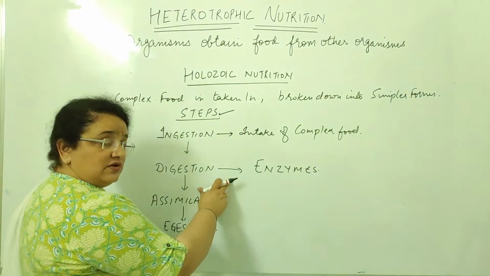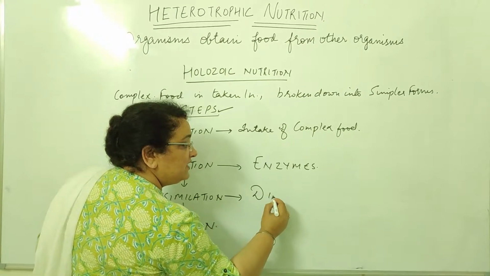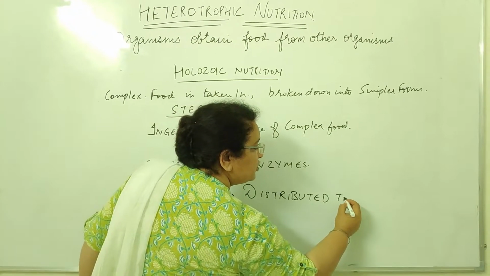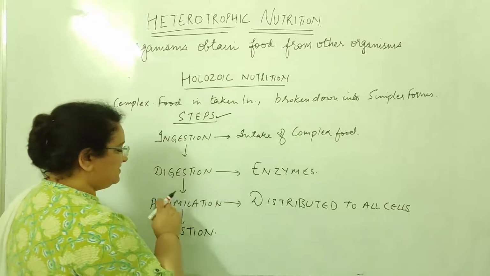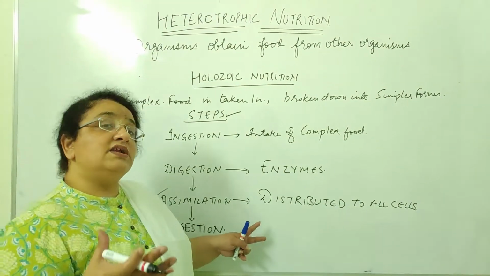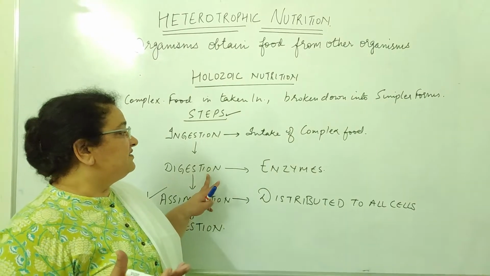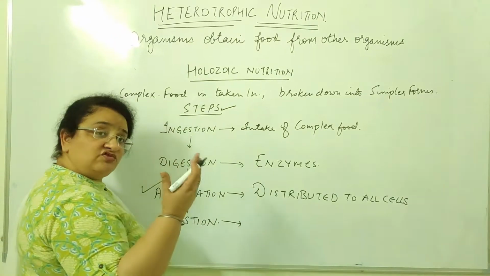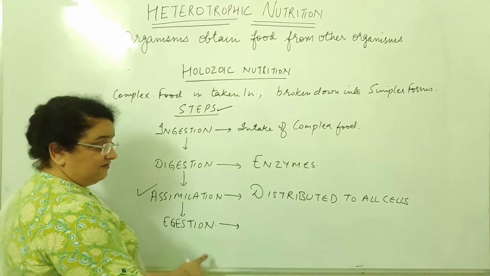And after the digestion, when the food is completely digested, then this food is to be distributed to all the cells of the body, and this process is known as assimilation, because the body works at the cellular level, and each and every cell must receive this digested food. Clear?